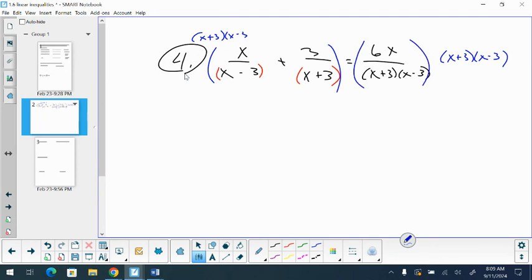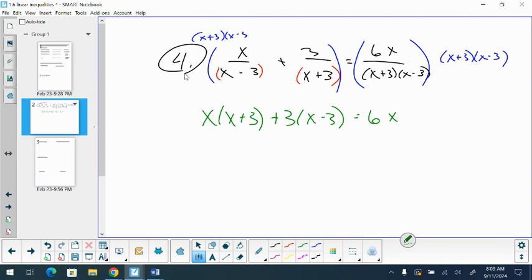So I'm using my multiplication property of equality and multiplying through by this. Now don't try to do too many things at one time. As you multiply through, the x minus 3's cancel on the first one, leaving us with our x that's still on top times x plus 3. If I multiply this through the second one, my x plus 3's cancel, leaving the 3 and an x minus 3, and then on the right hand side, everything cancels out to give me 6x.